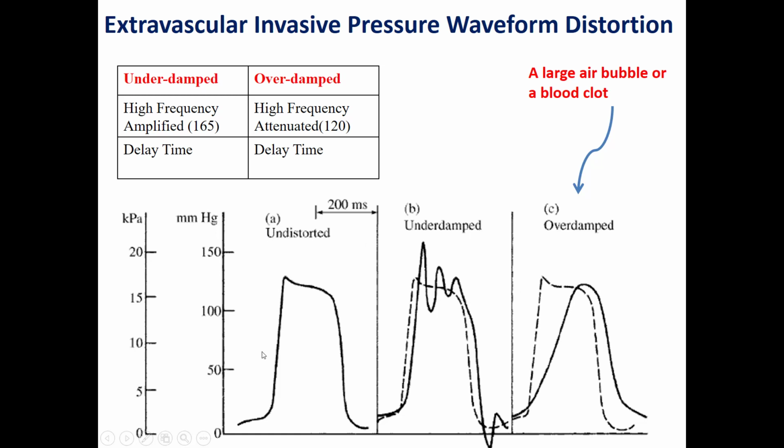For example, this is the normal blood pressure waveform, which can be transmitted if we don't have any type of distortion of the pressure waveform. This is a case we call overdamped, for example if we have a large air bubble or a blood clot inside the line, which is filled with hyperionized saline. We fill it with hyperionized saline to avoid the formation of a blood clot. As a result, we will have a condition which is overdamped.